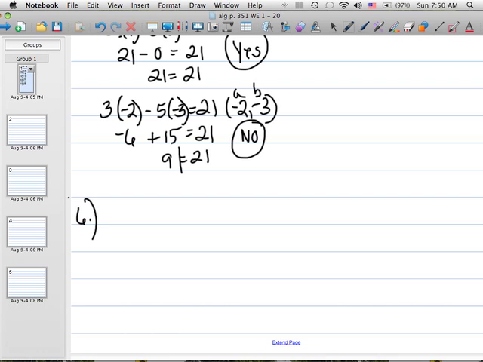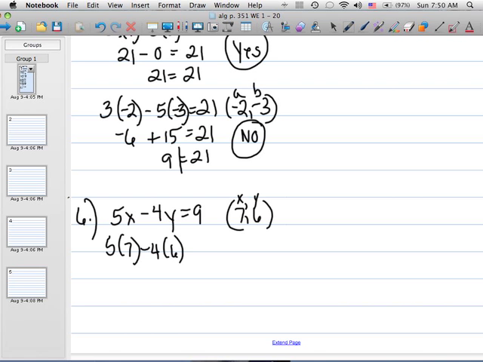Problem number 6. The equation in two variables is 5x minus 4y equals 9. Our first ordered pair that we're testing is (7, 6). And 7 is x, and 6 will go in for y. So plugging them in, 5 times 7 minus 4 times 6. We're going to see if it makes 9. 35 minus 24 equals 9. 35 take away 24 is 11, and that does not equal 9. So that's a no for that ordered pair.